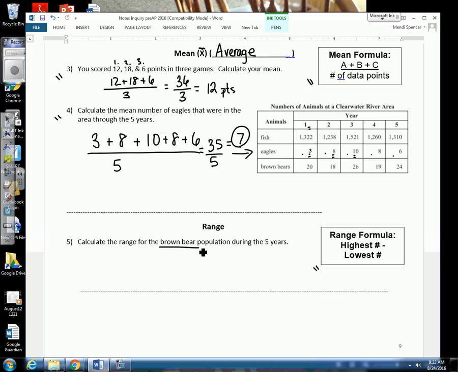So we just have to find the highest number for brown bears, and that's going to be 26. So this is the highest. And the lowest looks to be 18. Subtract the two. 26 minus 18. So our range is 8.